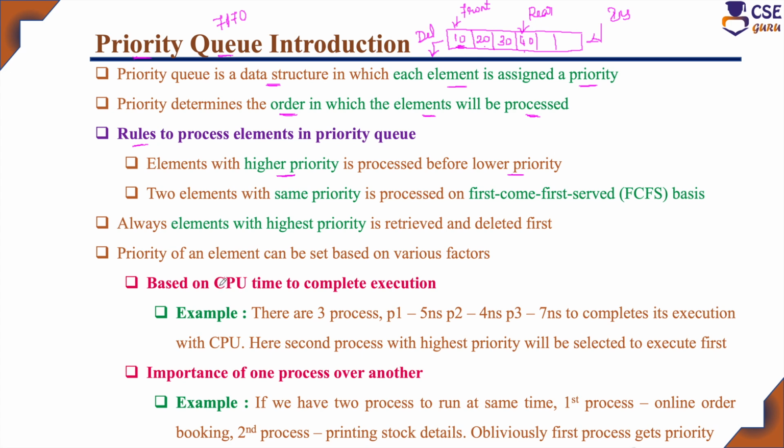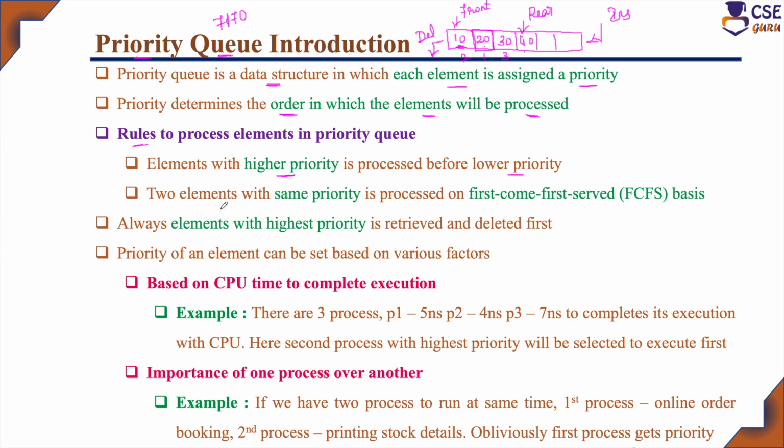The element having the highest priority will be processed first. Then the preference goes to the next priority element, then the next priority element. Likewise, for example, if element 10 has second priority, 20 has first priority, and 30 has third priority, in this case element 20 will be processed first because it has the highest priority. So always the element with the highest priority is processed first, then the preference goes to the lowest priority element.